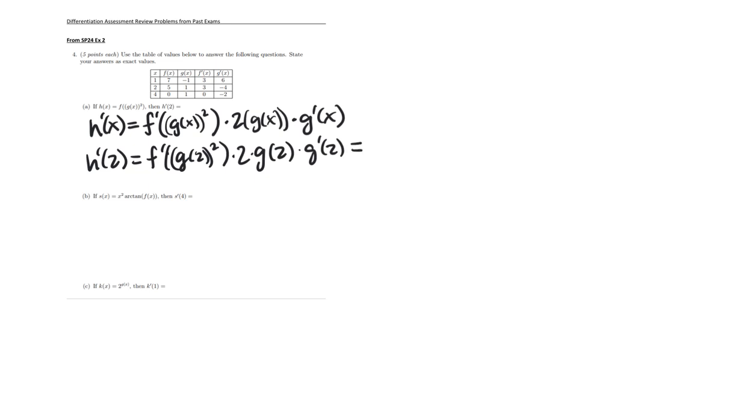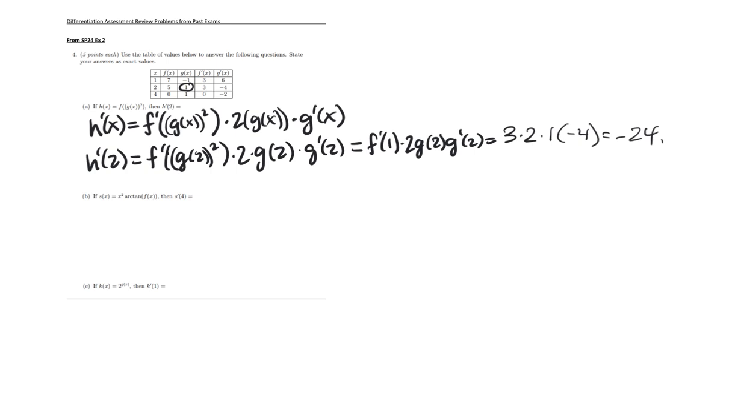Okay, so let's plug in the values. So g of 2 is 1, and when I square that, I still get 1. So f prime of 1 times 2g of 2 times g prime of 2. Okay, so now I think I'm ready to do it. So f prime of 1 is 3, times 2, times g of 2 is 1, times g prime of 2 is negative 4. So I'm going to get negative 24 out of that.